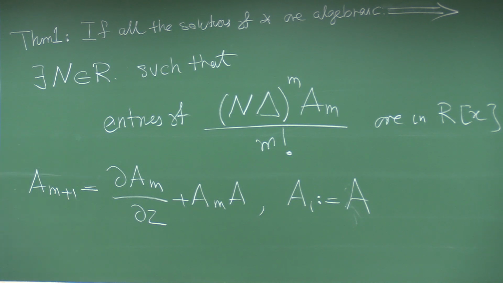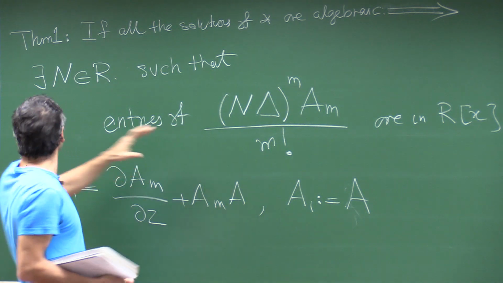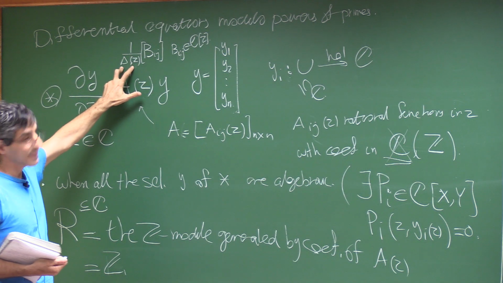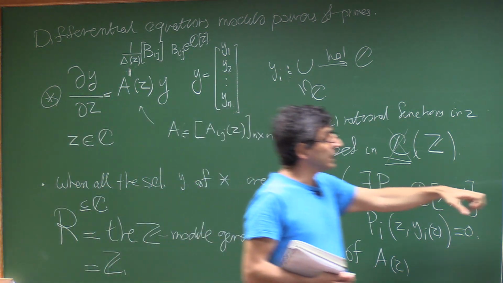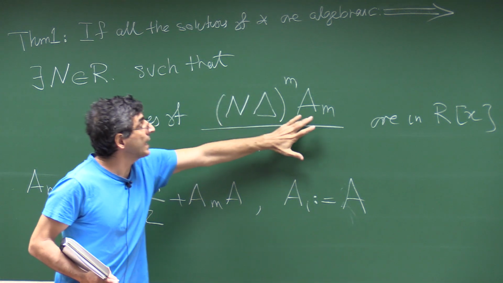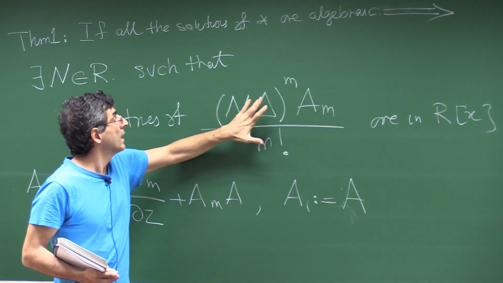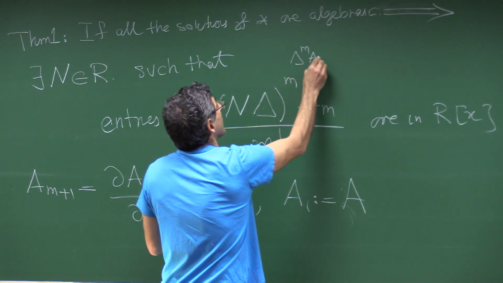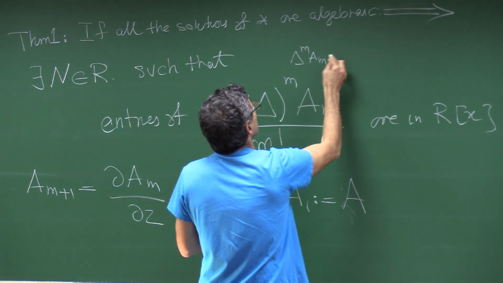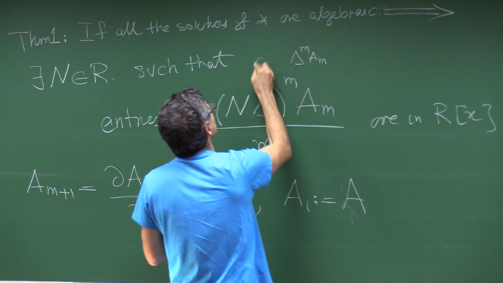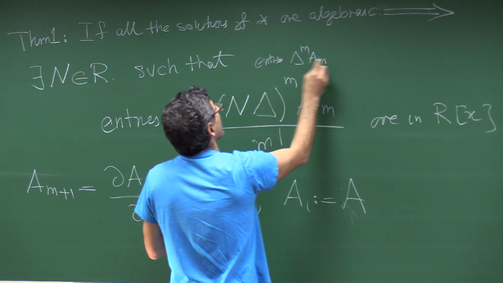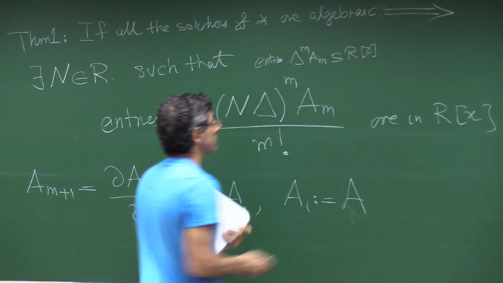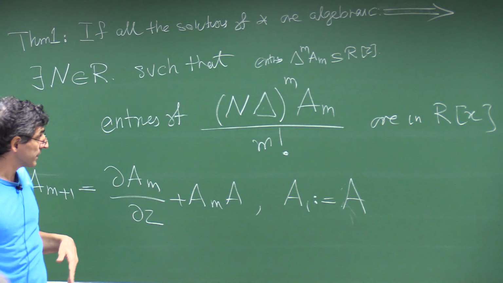It is huge. So you will see that A itself has a pole of order 1 at delta(z). When you do these things, this means that at the end, A_m has a pole of order m at the delta. At the end, the entries of delta^m A_m are in R[z]. So these are all polynomials.